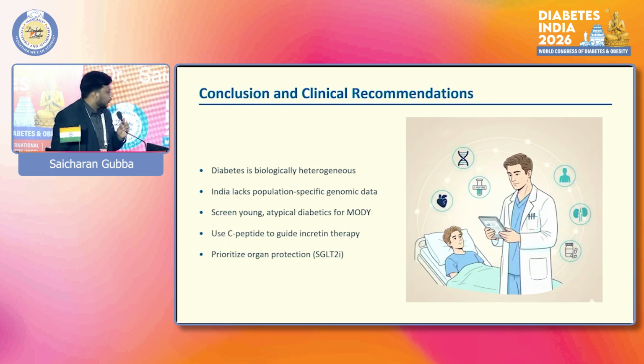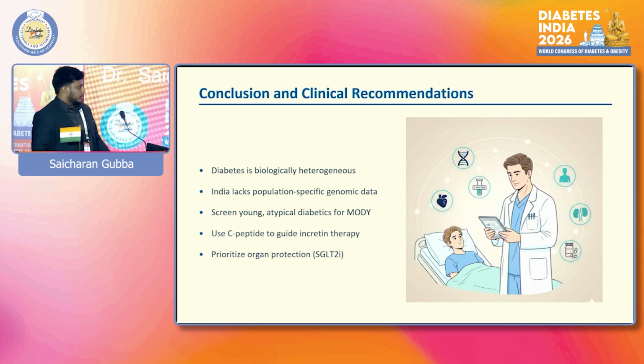So my conclusion would be: not all patients with type 2 diabetes are the same. There are some patients who might have monogenic diabetes. So we should be screening young atypical patients for MODY and use C-peptide to guide the incretin therapy. And we should prioritize organ protection by prescribing SGLT2 inhibitors. I think it should be insulin therapy and not incretin.